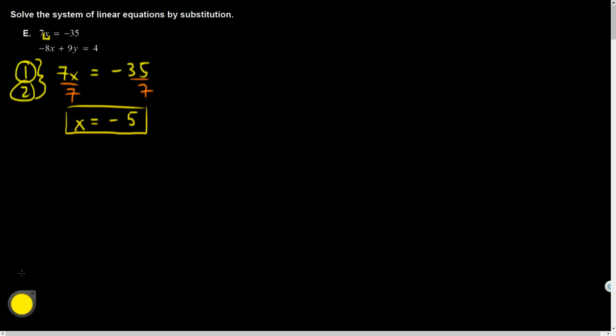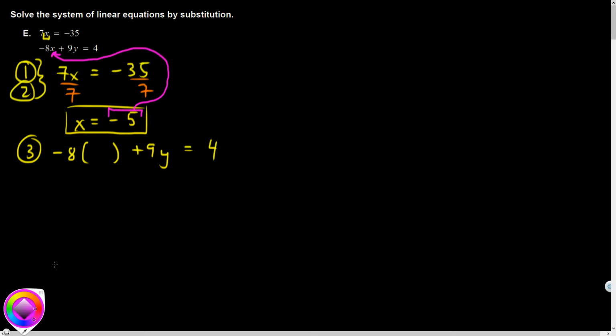Now what? My student's telling me I'm going to plug negative 5 in for the other equation's x, as in the equation I did not already solve. So this is kind of my step 3, because this problem ended up reducing itself to a lot easier. Notice I no longer have the x there. I've replaced it with negative 5.